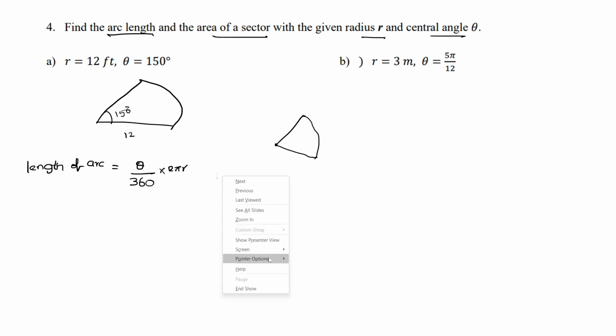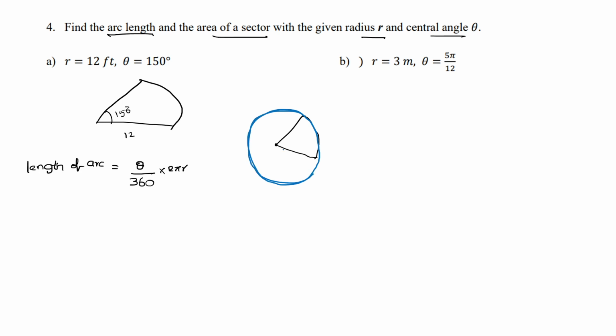Assume this as a whole circle, and this as angle theta, and we know that the whole angle in a circle will be 360. To find only this angle or this length, this length we have to find.